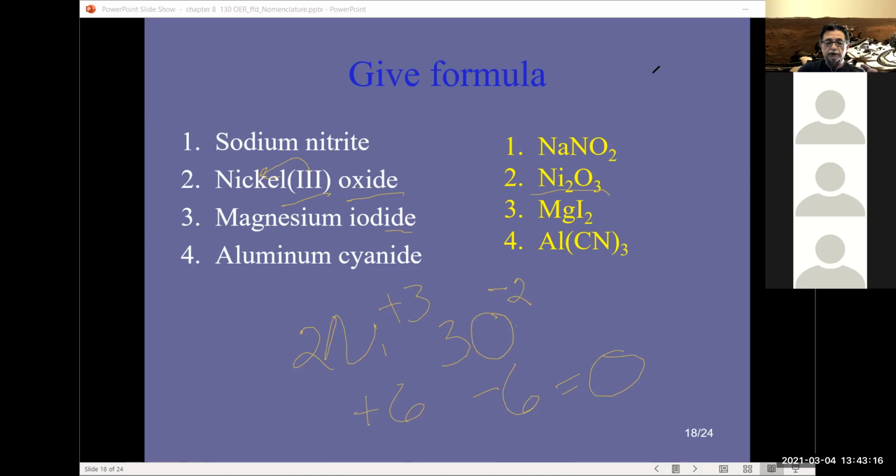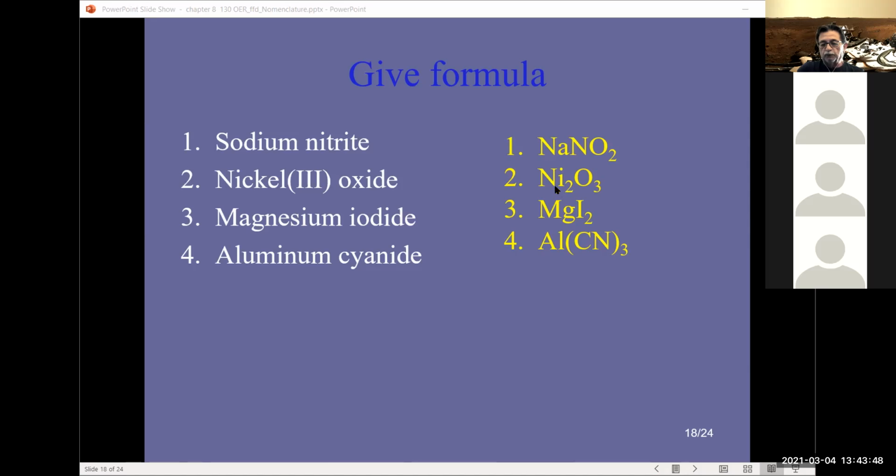Any other questions on these? All right. So with respect to ionic compounds, which are a combination of metal and nonmetal, that's what we've been doing up to now. For example, number 2, we just simply called it nickel 3 oxide. Okay. And that 3, again, the Roman numeral, represented the oxidation state of nickel.